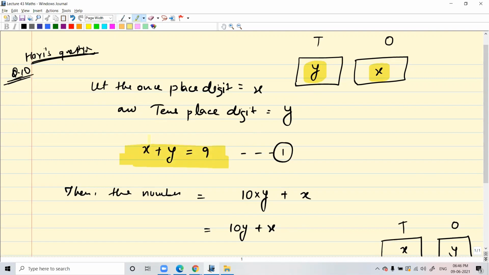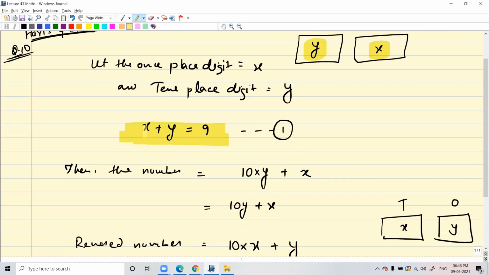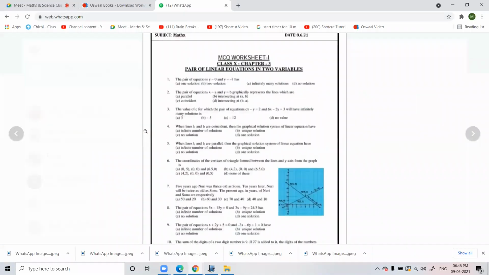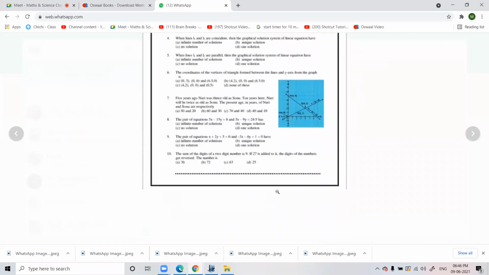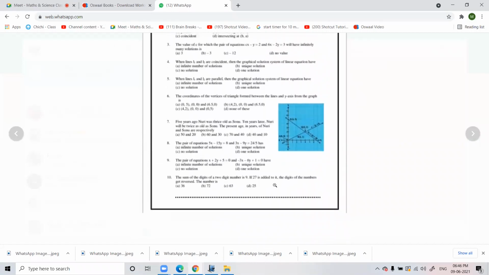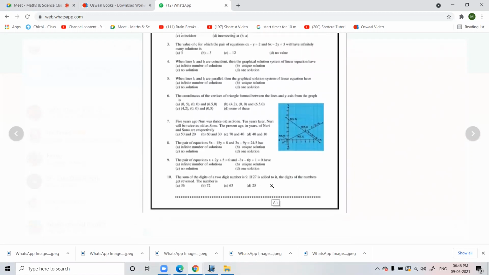We'll try to find one more equation. We need two equations, no? Only then we can solve a problem with two variables. So the second equation, how do we get it? We get it from the information which is given in your question. The 10th question, what does it say? If 27 is added to the number, then the digits of the number get reversed.